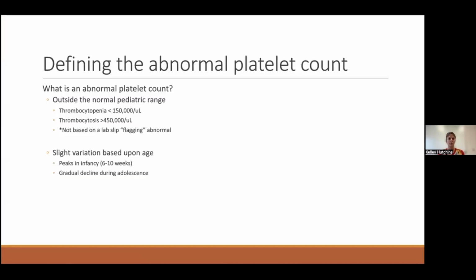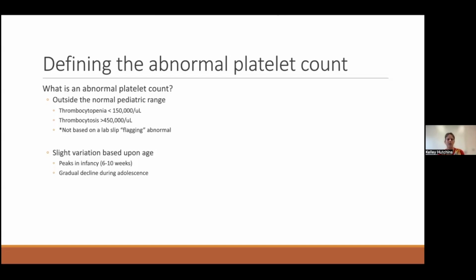All right, so first and foremost is to define the abnormal platelet count. Oftentimes we will hear about providers who might be concerned because the result is flagged abnormal on a lab slip, but just know it's not always abnormal. Just because it flags abnormal, it might not actually be abnormal. In general, it's between 150,000 and 450,000. There's a little bit of gray. It's not black and white all the time. There is a peak in the neonatal and infancy period, but essentially 150 to 450 more or less.